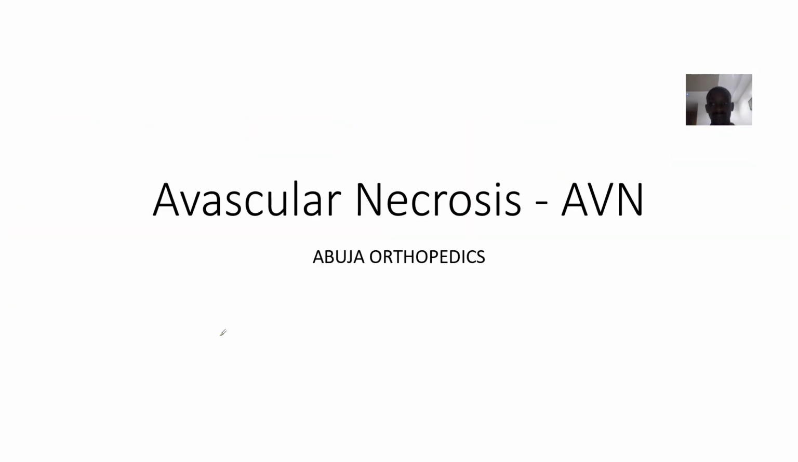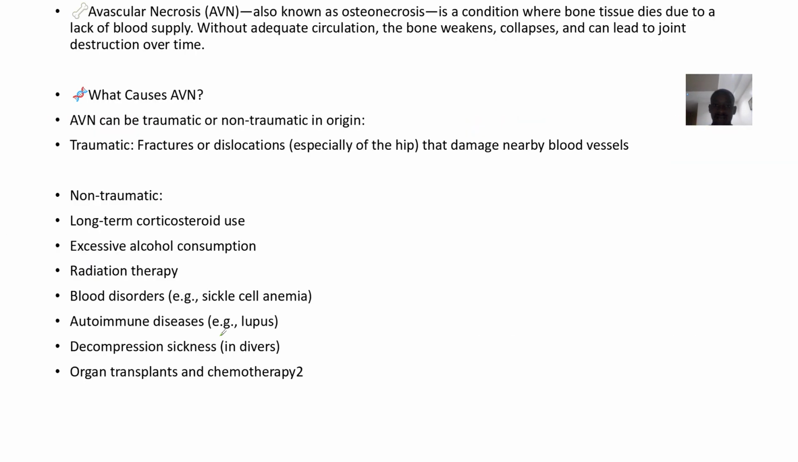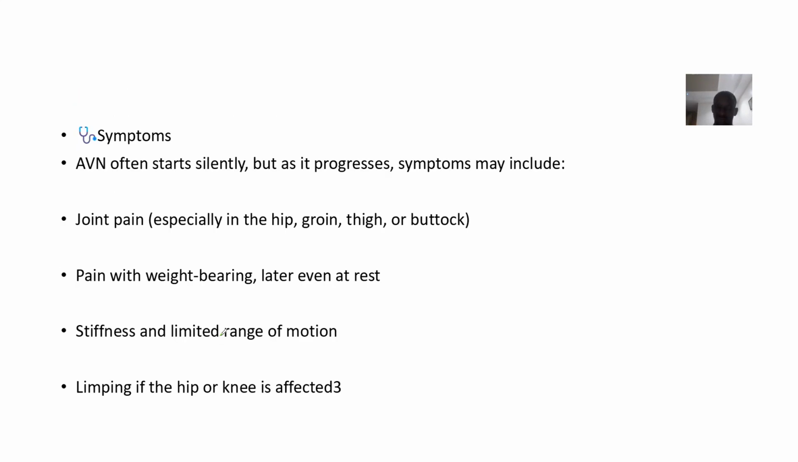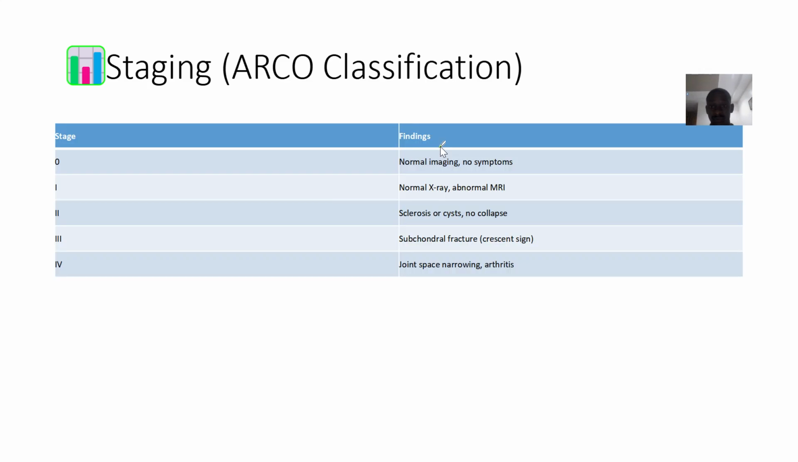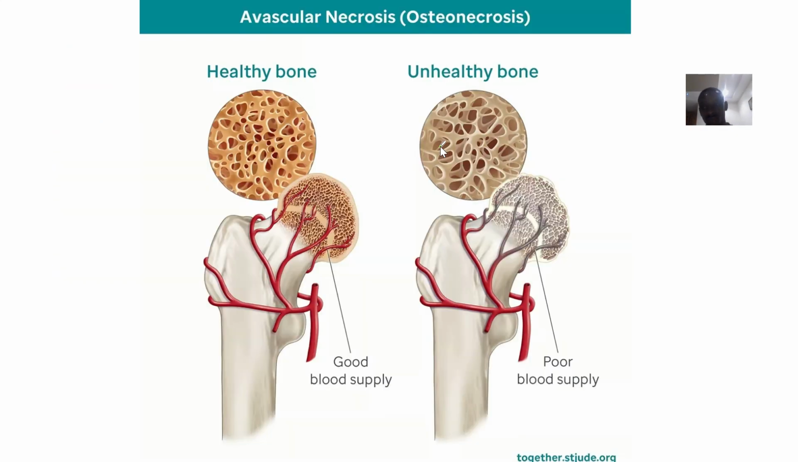Okay, so we're looking at another type of injury. This is what is known as avascular necrosis. Let me tell you something. If you check pictures of avascular necrosis, 90% of them will be showing hip joints. This is because the hip joint is the most affected joint in the whole body to avascular necrosis. You understand? But other parts can also be affected too.